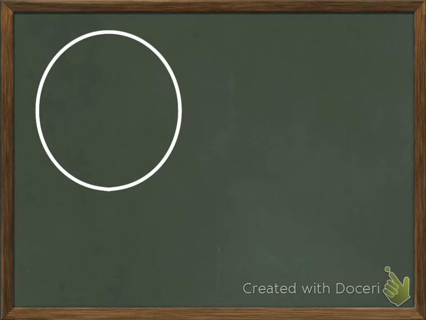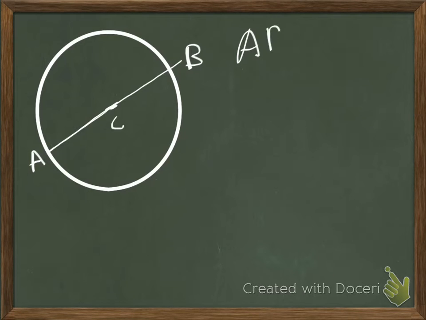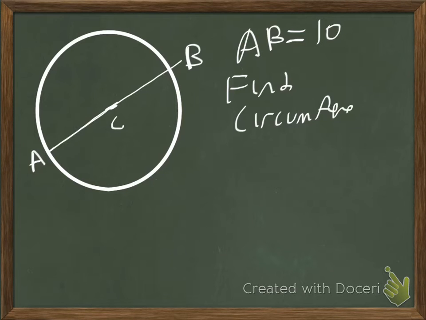All right, so let's fill this in. Let's say I gave you this now. Circle C. You have this segment, and I will tell you that AB equals 10. Find the circumference. So hit pause, hit play when you're ready.